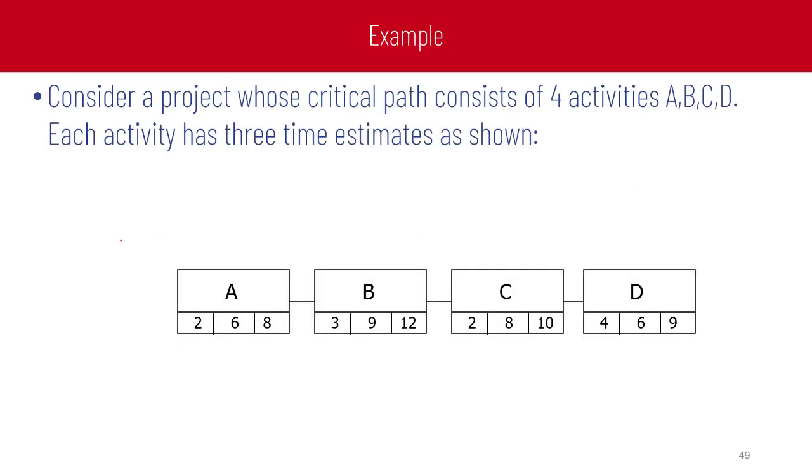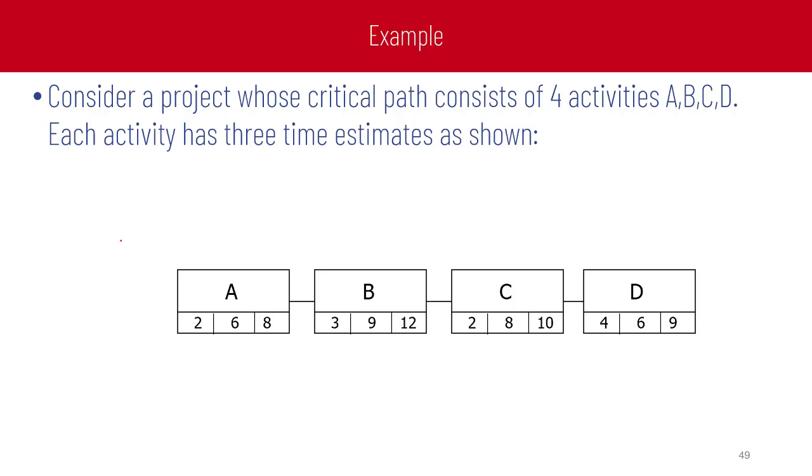To show this in an example, consider a project whose critical path consists of 4 activities A, B, C, D. Each activity has 3 time estimates as shown here. Activity A has a 3-point estimate of 2, 6, and 8. B has a 3-point estimate of 3, 9, and 12. C has a 3-point estimate of 2, 8, and 10. D has a 3-point estimate of 4, 6, and 9.